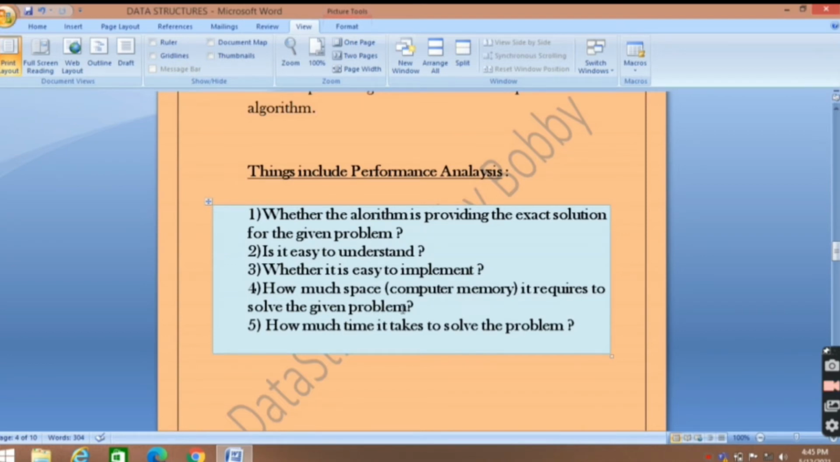It means every algorithm will occupy some space in the computer memory. Here space is nothing but computer memory, that is RAM. So the algorithm should occupy less space. And the last thing is how much time it takes to solve the problem.